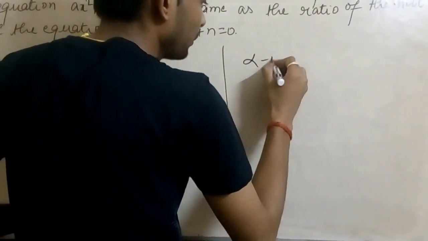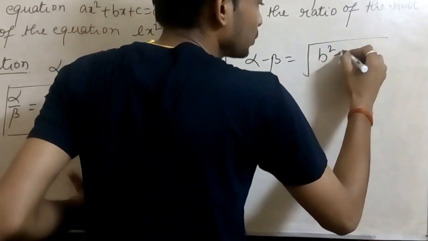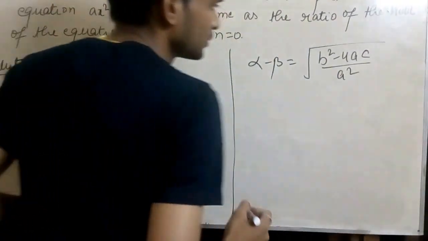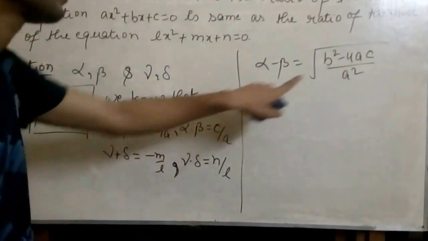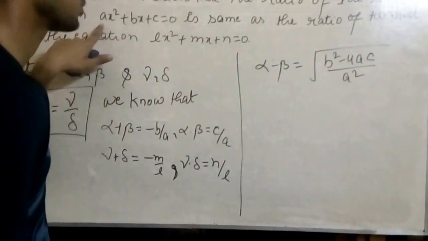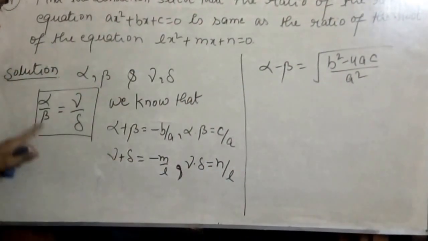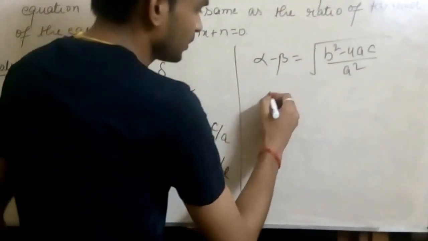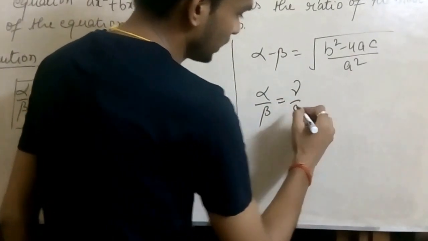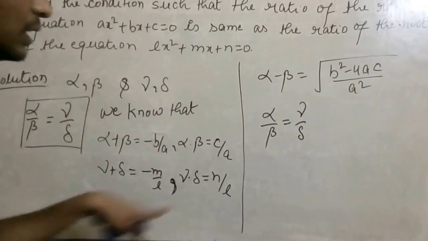Then we know that also alpha minus beta equal to root under b square minus 4ac divided by a square. Where, what is b? B is the coefficient of x, a is the coefficient of x square, and c is the constant of this equation. Okay, so we know that alpha divided by beta equal to gamma upon delta. From this question we have this condition.